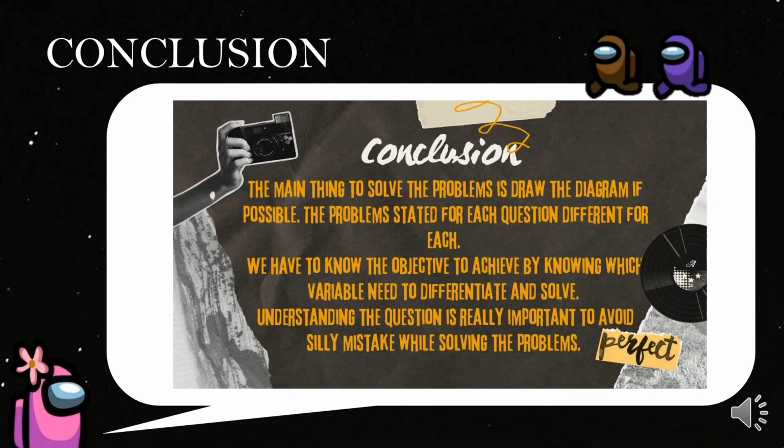So from this video, we can conclude that the main thing to solve the problem is to draw the diagram if possible. The problem stated is different for each question. We have to know the objective to achieve by knowing which variable needs to be differentiated and solved. Understanding the question is really important to avoid silly mistakes while solving the problems.